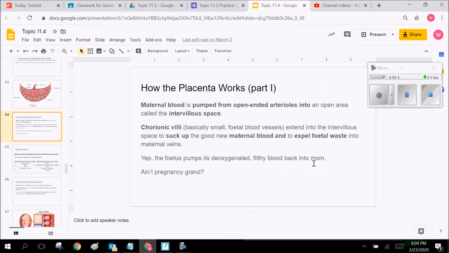So the placenta works because maternal blood is pumped from the arterioles into the intervillous space. Those little chorionic villi, which are those little capillary blood vessels, are going to provide the surface area and the porosity to be able to take up all the good stuff from the maternal blood and expel fetal waste into the maternal vein. So basically, the fetus gets the good stuff and the mom gets the waste.